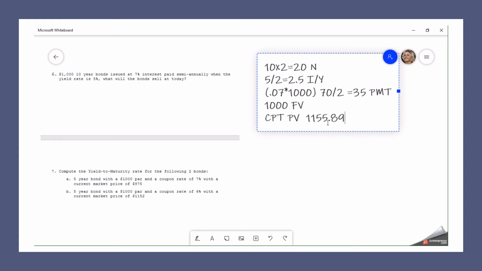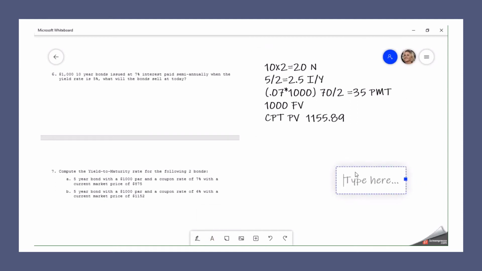So it's over $1,000, and the reason it's selling at a premium is because these bonds are paying 7% when all the other bonds in the market are paying 5%. So everyone's going to want these higher interest bonds, which is going to push the price up. Okay, then we'll come down to our next one.